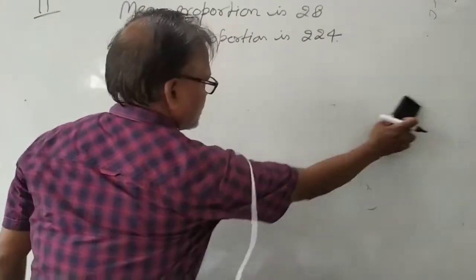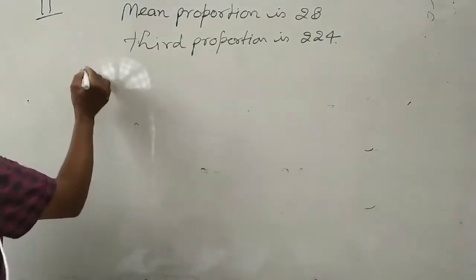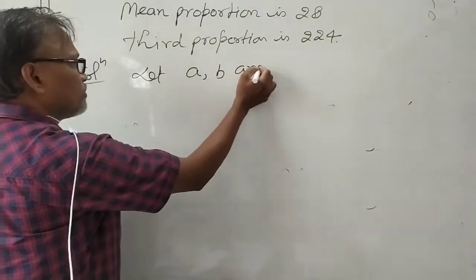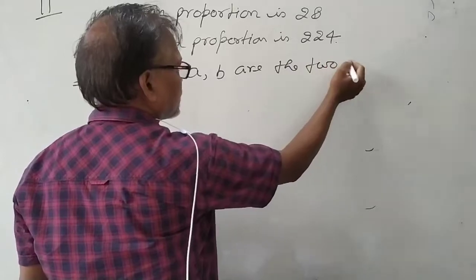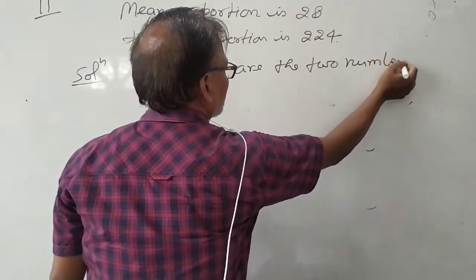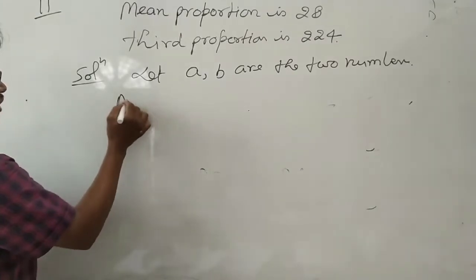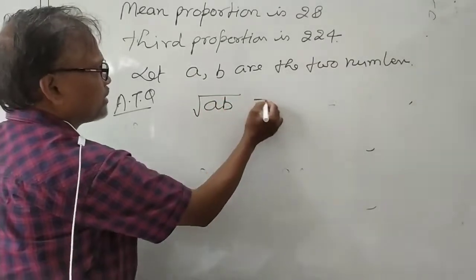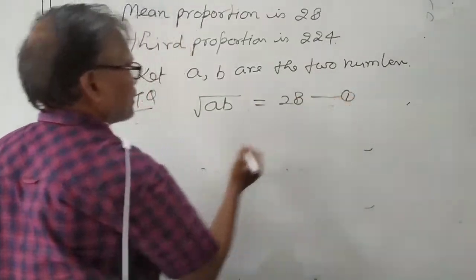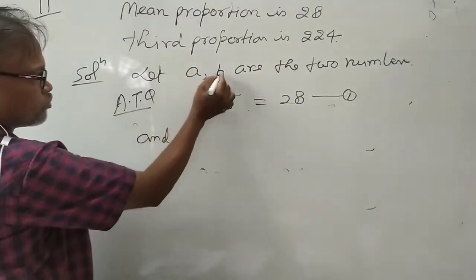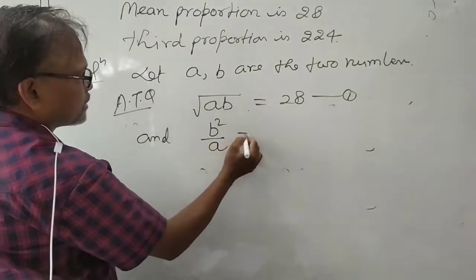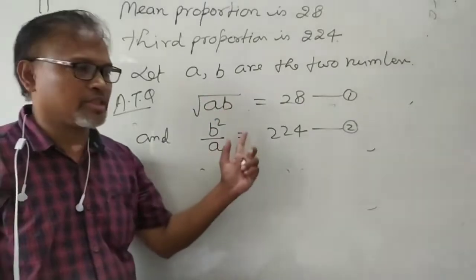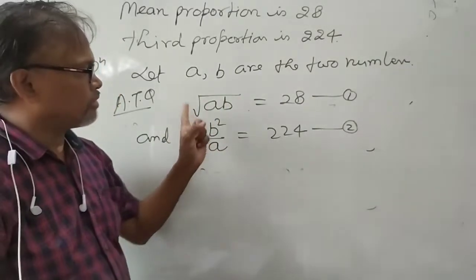How to find the numbers? For this, let a and b be the two numbers. Clear? We have to assume this. Then according to the question, the mean proportion is 28, and the mean proportion of a and b is under root ab. This is equal to 28. Equation number 1. And the third proportion of these two numbers is b square upon a, which is equal to 224. Equation number 2. You have to simplify these two equations and then you will get a and b.